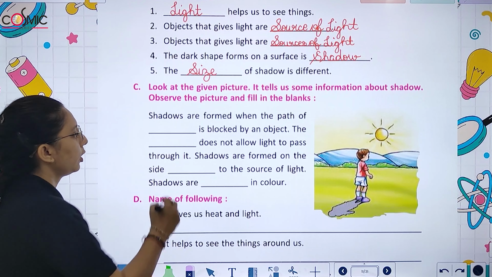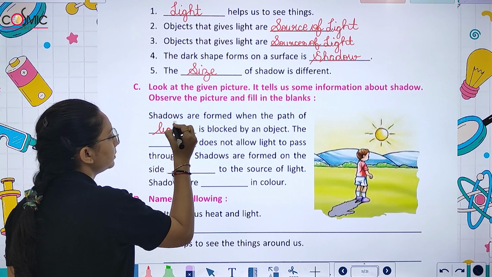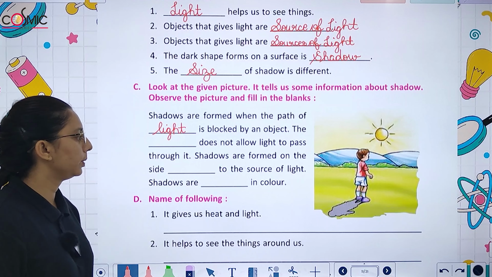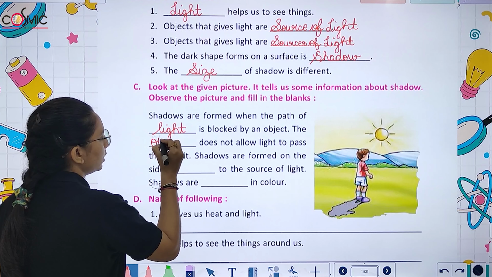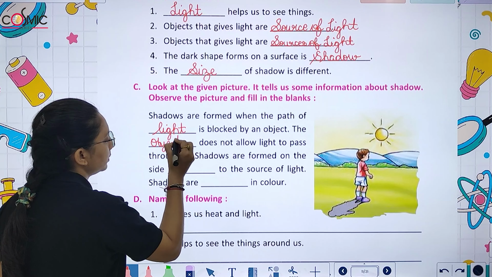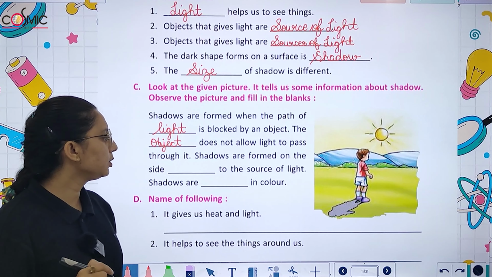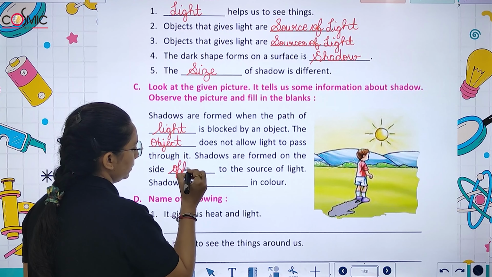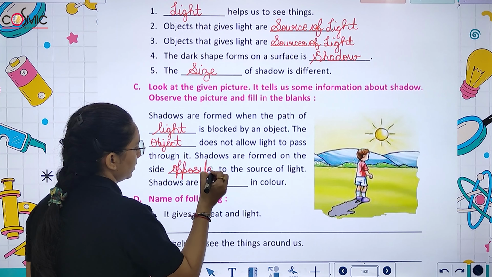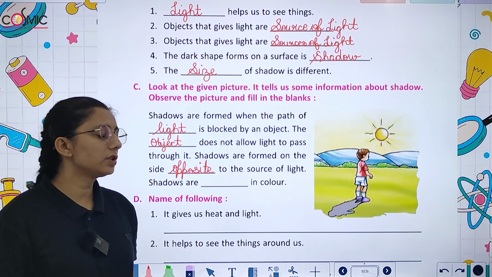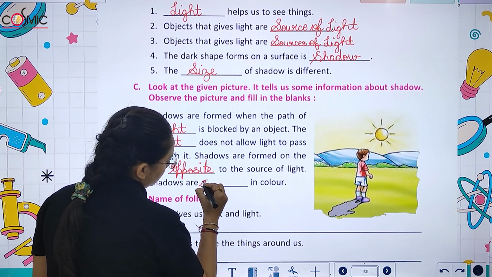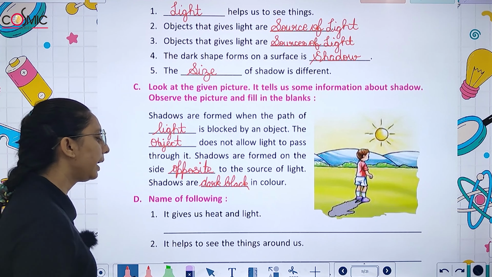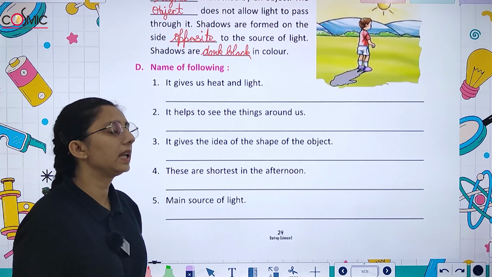Shadow is formed when the path of light is blocked. The dash does not allow light to pass through it. The object. Shadows are formed on the dash side of the surface, opposite. Shadows are dash in color. Dark black in color.